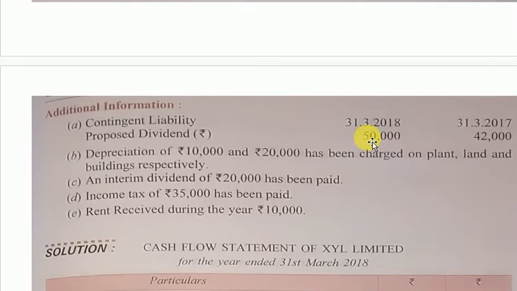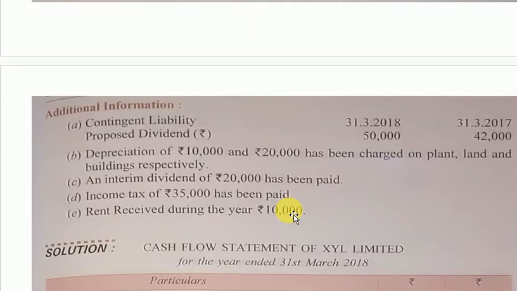Then the second adjustment says depreciation of rupees 10,000 and rupees 20,000 has been charged on plant, and land and building respectively. That means depreciation on plant is 10,000, whereas depreciation on land and building is 20,000. The third adjustment is an interim dividend of rupees 20,000 has been paid. The next adjustment says income tax of rupees 35,000 has been paid. And the last one says rent received during the year is rupees 10,000.